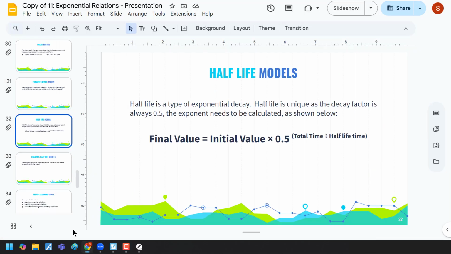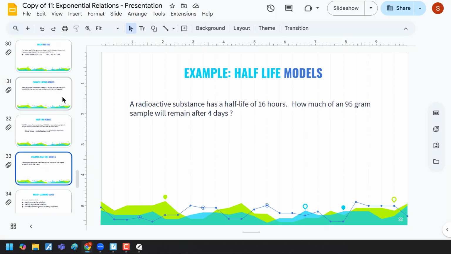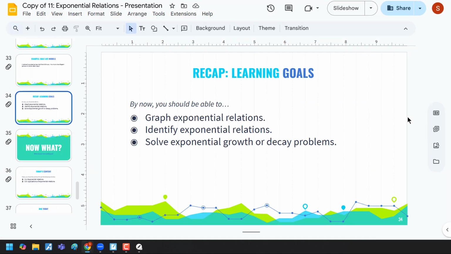All right, recap. By now you should be able to graph exponential relations, identify exponential relations, solve exponential growth or decay problems. Now what?